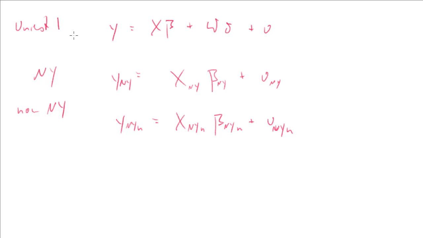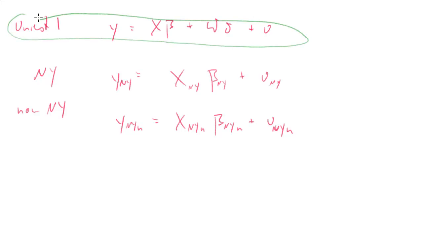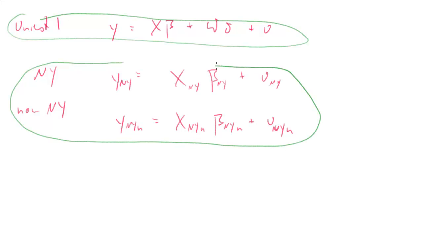So if the two strategies are the same, estimating this one model should basically be the same as estimating these two models. Okay, so are these the same? The RSS are the same. We just saw that. What about the estimated coefficients?